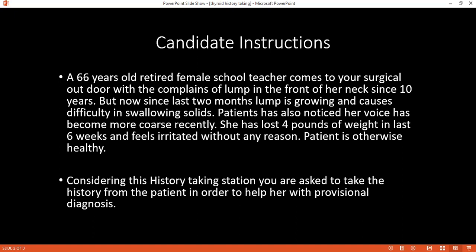Have you noticed that you get warm excessively, or when the temperature is cold, you feel as if you're hot? No, doctor. I don't have any heat or cold intolerance. Okay, great. Have you noticed any recent weight loss? Yes, doctor. I have the weight loss. My clothes have gotten loose, doctor. I lost almost 4 pounds in the last 6 weeks.